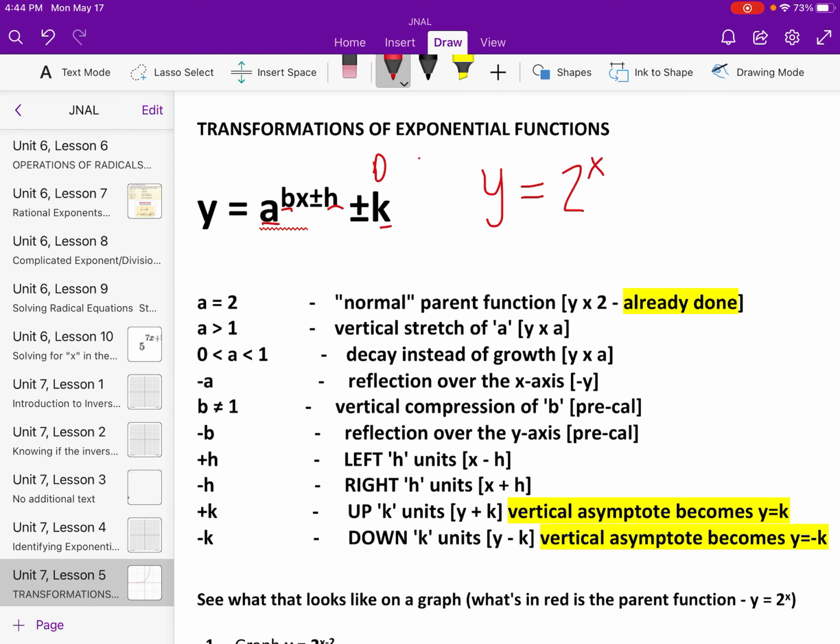But the vertical asymptote moves. So we'll see what this looks like in a minute, but whatever that k value is, that becomes the horizontal asymptote.